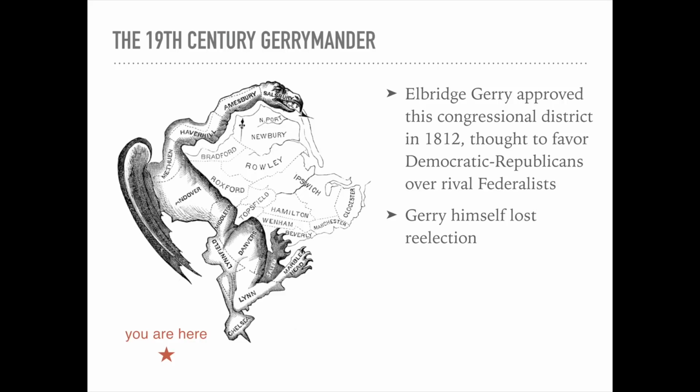What's going on in this picture is a congressional district that was thought to favor Gerry's Democratic-Republican Party over the rival Federalists. For those of you who've had the pleasure of seeing Hamilton, which I recently did, you got to see these 2 rival factions in the persons of Hamilton and Jefferson battle it out.